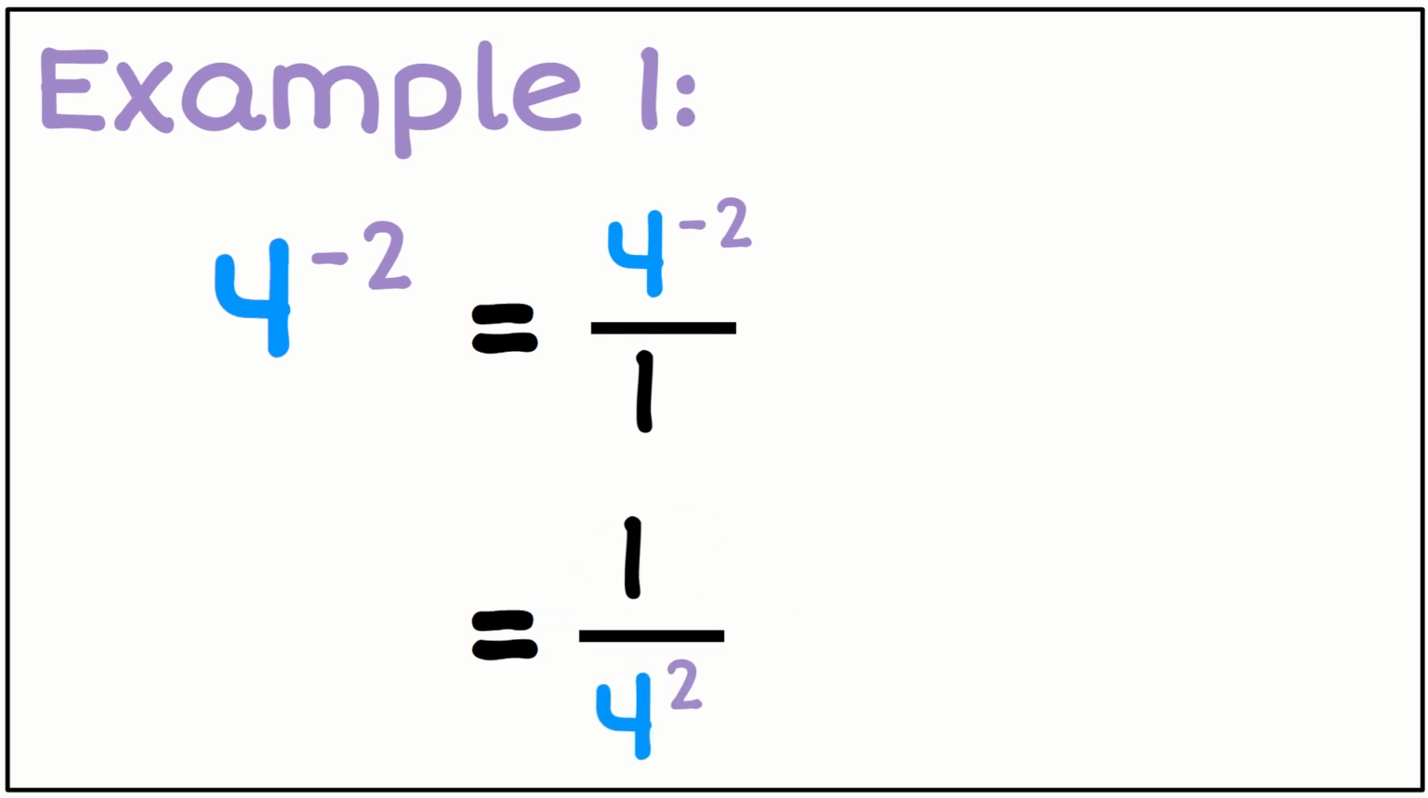So I turn my fraction upside down and notice now that power has become a positive 2 rather than a negative 2. So by doing the reciprocal, turning it upside down, I've changed that to a positive power, which I know how to deal with. So now we can think, well, 4 squared, that's just 4 times 4, and that's 16. So there is our answer. So 4 to the power of negative 2 is the same as 1 over 16.